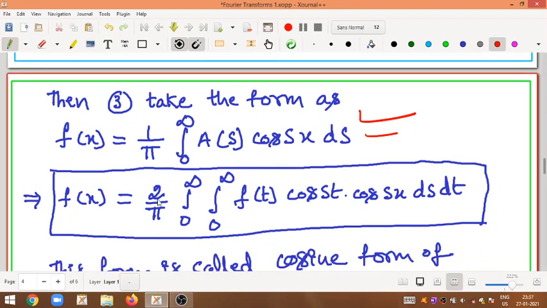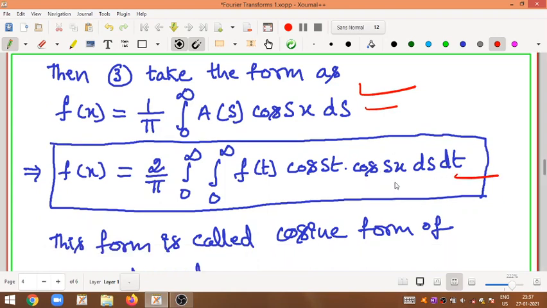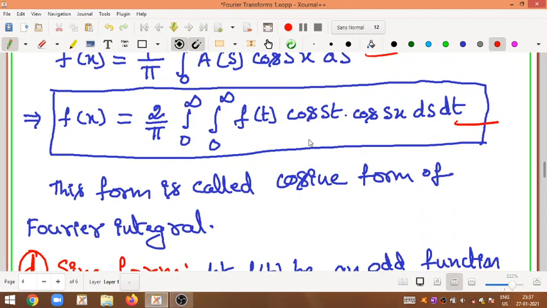Therefore, replacing here, f of x is equal to 2 by pi into the integral from 0 to infinity of the integral from 0 to infinity of f of t into cos st into cos sx into ds into dt. By replacing this value in equation 1, we get this form. This is called the cosine form: f of x is equal to 2 by pi into the integral from 0 to infinity of the integral from 0 to infinity of f of t into cos st into cos sx into ds into dt. Observe this carefully.